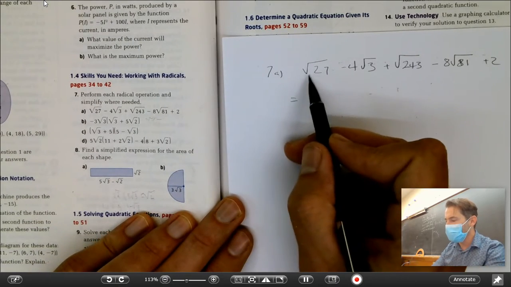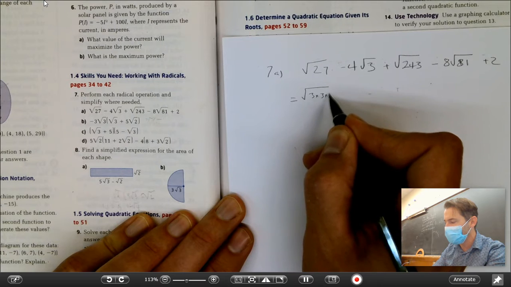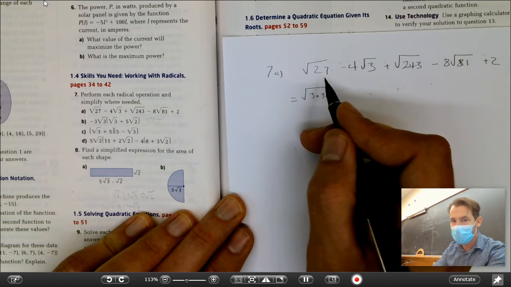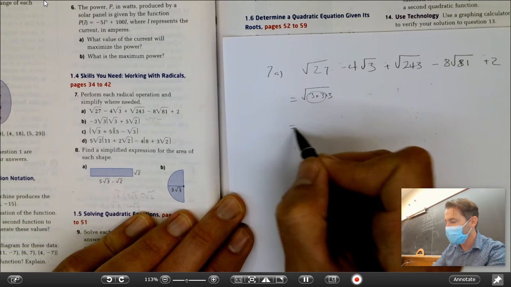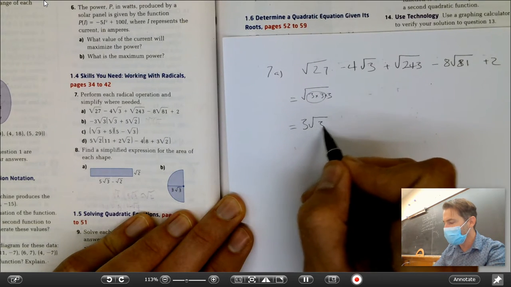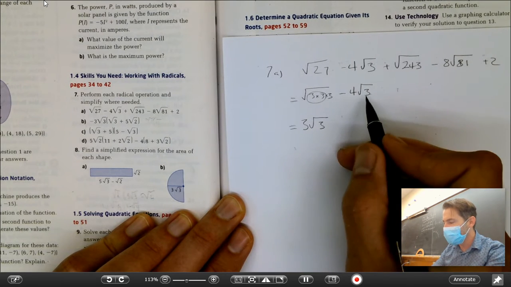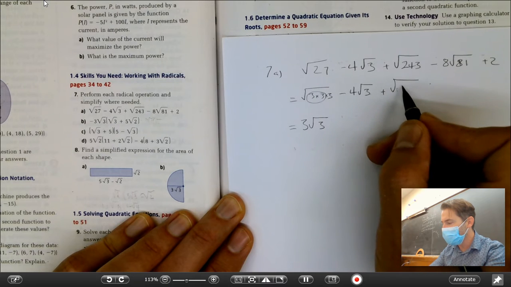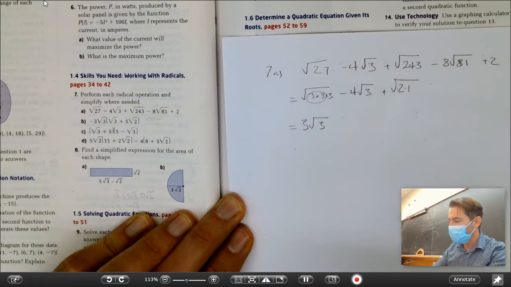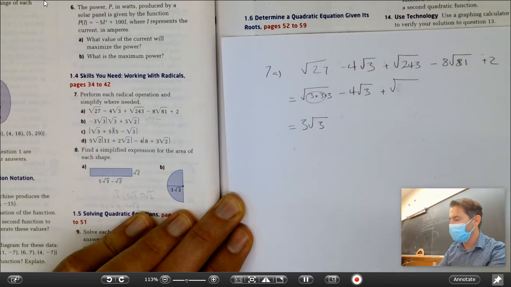So I notice that root 27 could be written as 3 times 3 times 3. That's if I do a factor tree in my head. And I see a pair of 3's, so one of those 3's jumps out. That's going to be 3 root 3 in the next line. Minus 4 root 3. I can't simplify that root 3 anymore, so that one is simplified. Plus root 243. Let's do a factor tree for root 243 because that one's going to be tricky to factor.